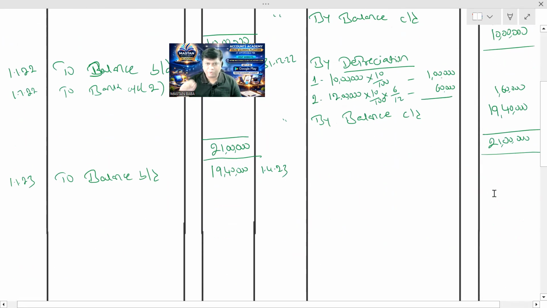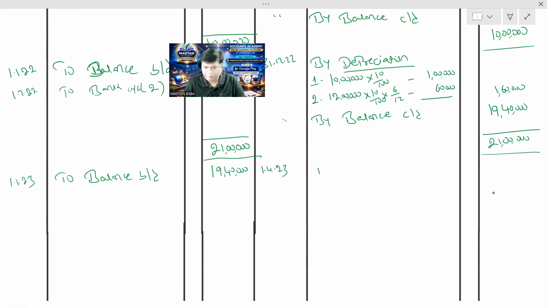1/4/23 means we sold the first asset, that is the 10 lakh asset. So what we have to do here, by depreciation, to avoid the confusion, write it as first one, bracket 1, and it is used for how many months? 1/1/2023 to 1/4/2023. So it is nothing but 3 months. So the depreciation for the sold machinery is 10 lakhs into 10 by 100 into 3 by 12.